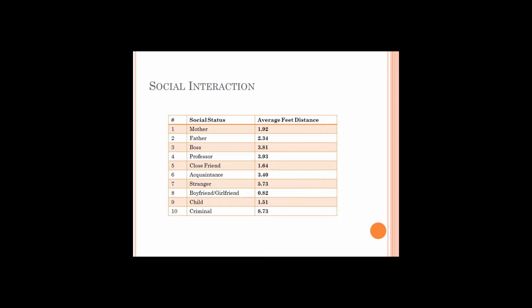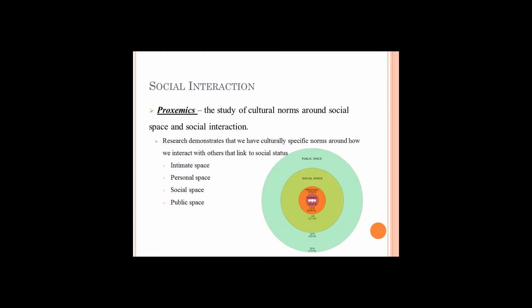So, if you look in the field of sociology, you'll see that we have an entire subdivision of sociology that examines what's known as proxemics. Proxemics is the study of cultural norms or normative expectations for behavior as people interact with others. And we know that the social space, as well as the formality in which we interact, is shaped by social status.